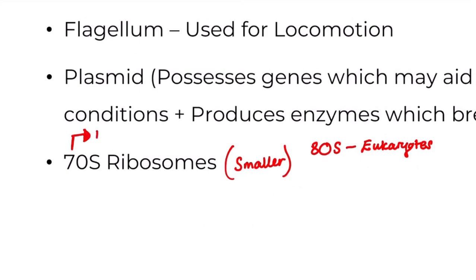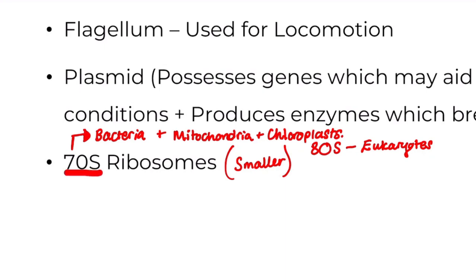However, they are also present in the mitochondria and chloroplasts as well. And that just gives you an idea of how small the bacteria or prokaryotes actually are, because these same 70S ribosomes are also present in subcellular organelles which are present in eukaryotic cells: mitochondria and chloroplasts.